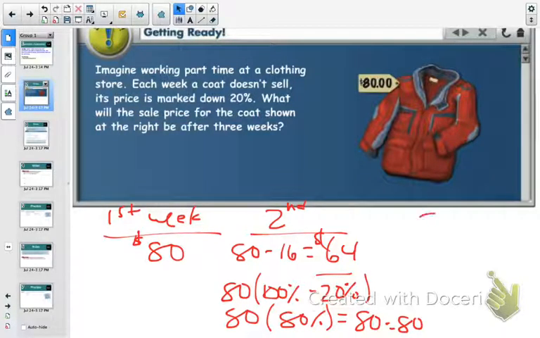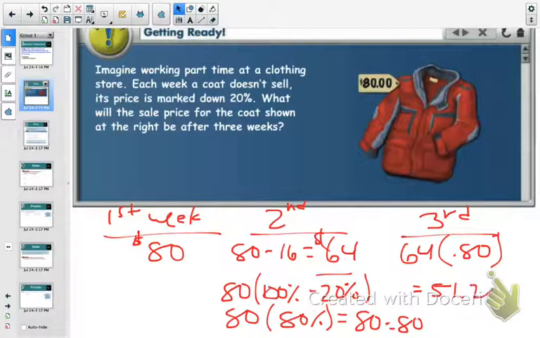And then the third week, we're going to take our previous price, $64, and I like to do the percentage way, so I'm just going to multiply it by 0.80 since it's 20% off. And that gives us 64 times 0.8 is $51.20. So in the third week it's going to be $51.20. Okay, and we could obviously keep going for the fourth week and the fifth week and so on.